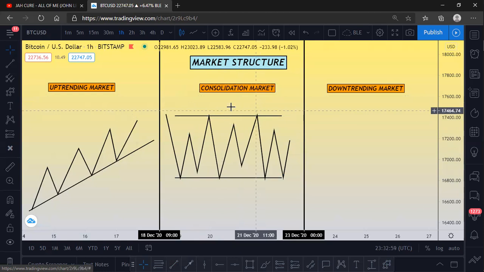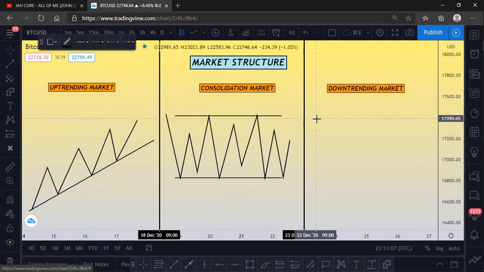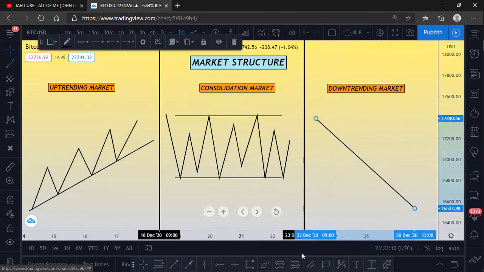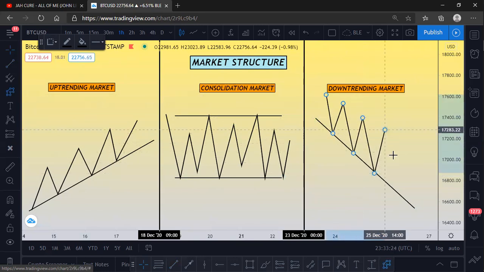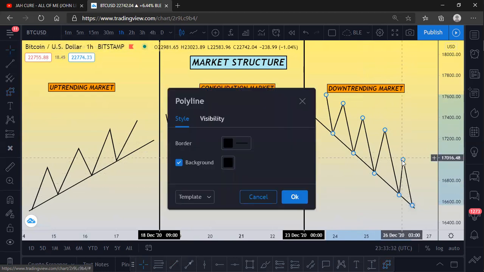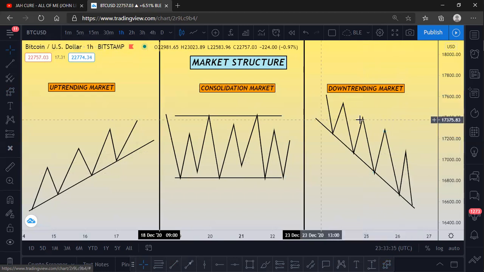Yeah. So this is a consolidation market. I'm still going to touch more on this. I just want to draw it so you can see. And then we have downtrending, right? So market is downtrending. We want to see price doing something like this, bouncing off, lower high, lower low, lower high, lower low, lower high, lower low. Okay, so we have something like this. Now market is downtrending here, it's uptrending here, it's consolidating here.